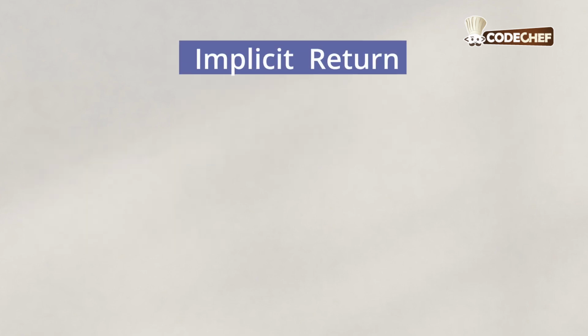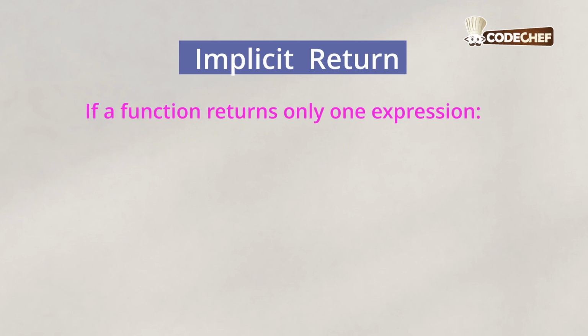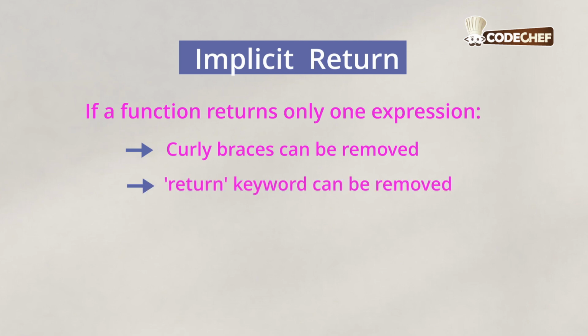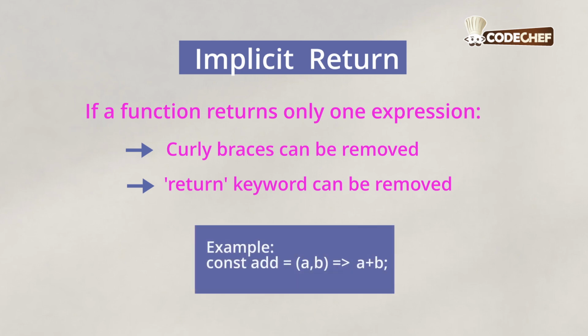a plus b. So in arrow functions, we can have implicit return, which means if a function returns only one expression, then we can remove the curly braces as well as the return keyword. So previously we saw that we had written curly braces and a return keyword to return a plus b, but here we can ignore both since the function is returning only one expression. For example, let's look at the same addition function where instead of return a plus b in curly braces, I'll be simply writing a plus b, which will return the sum of the two numbers.